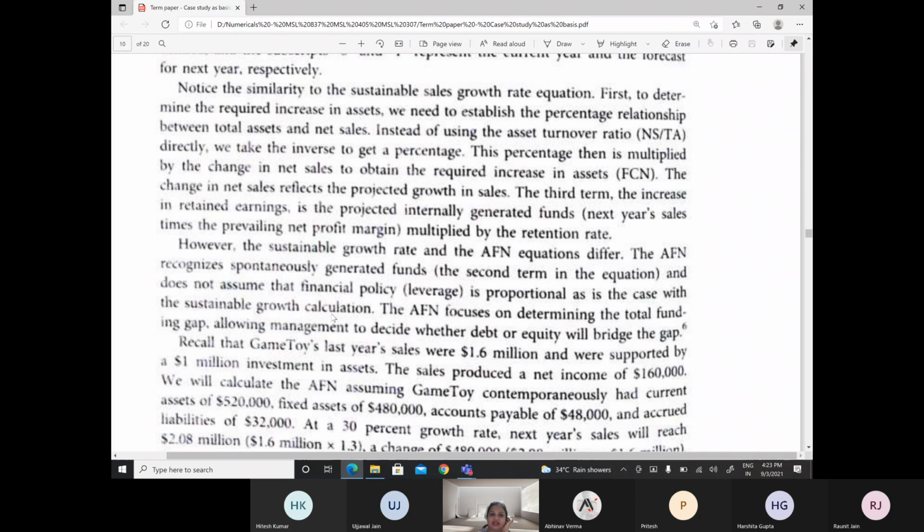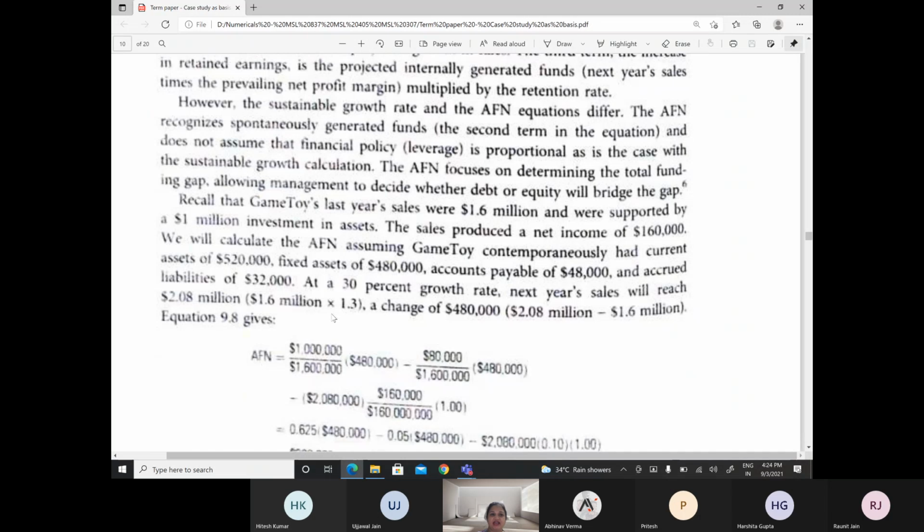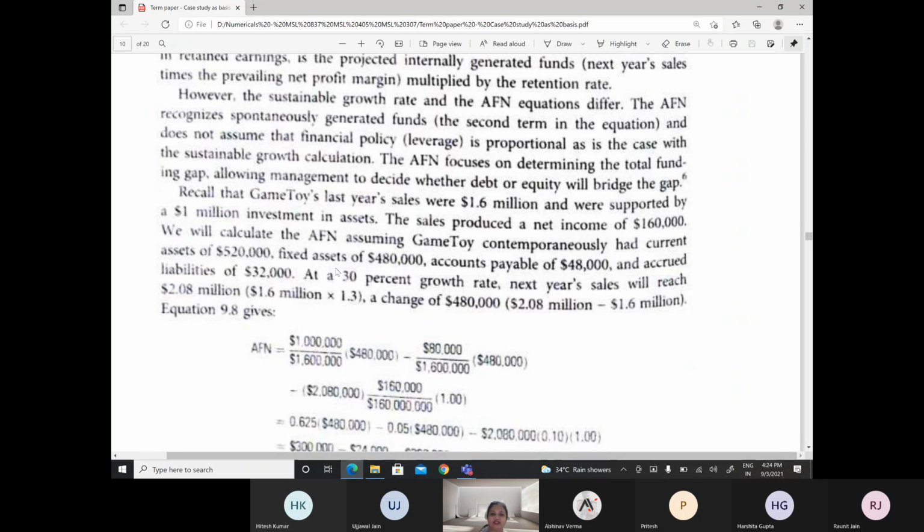The third term, that is the increase in retained earnings, is the projected internally generated funds. That is next year's sales times the prevailing net profit margin multiplied by the retention rate. However, the sustainable growth rate and the AFN equations differ. The AFN recognizes spontaneously generated funds, the second term in the equation, and does not assume that financial policy or leverage is proportional, as is the case with the sustainable growth calculation. So here is where it differs. The AFN focuses on determining the total funding gap, allowing the management to decide whether debt or equity will bridge that gap. So let us look at an example.